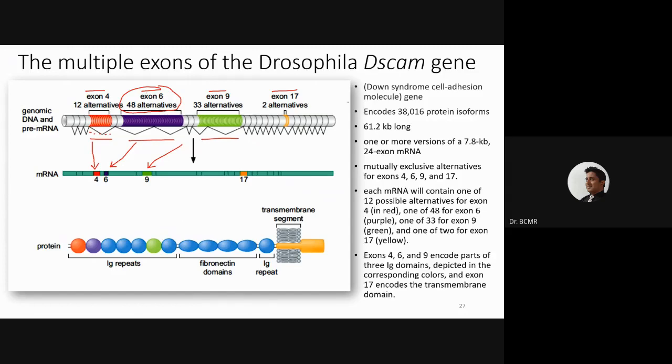So this is about the DSCAM gene, that is Down syndrome cell adhesion molecule. I'm not going to ask you about these examples, but it's important to keep your mind open and not be fixed to what is just learned here. There are so many other possibilities and complex organizations of genes and the processing of RNA. Be open to those.